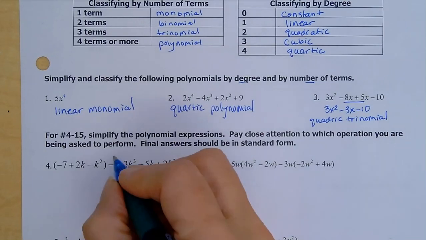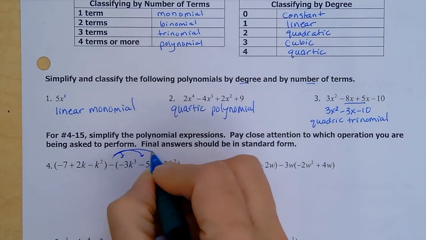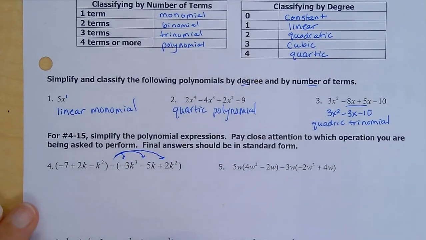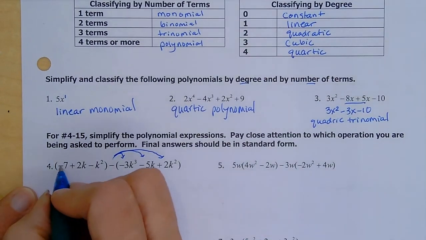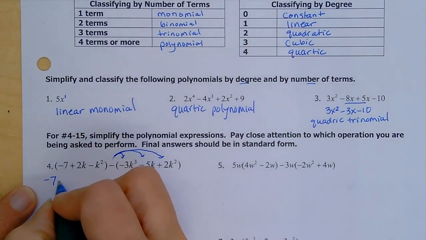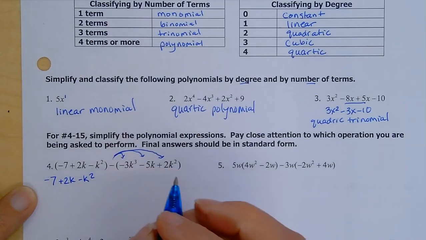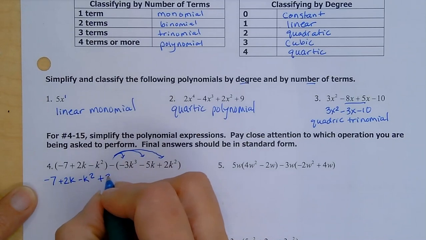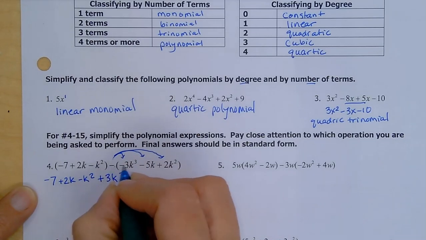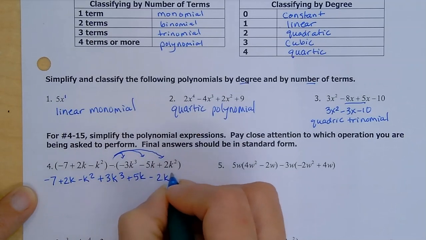So what I'm going to do is distribute that negative so that I don't lose a negative anywhere. Okay, I'm going to be subtracting absolutely everything inside those parentheses. So I'm going to bring down my first part, -7 plus 2k minus k squared. And now I have minus -3k cubed, so that's plus 3k cubed. And then I have plus 5k minus 2k squared.